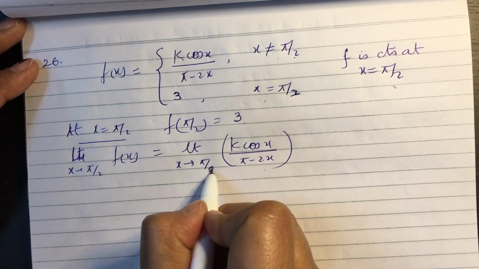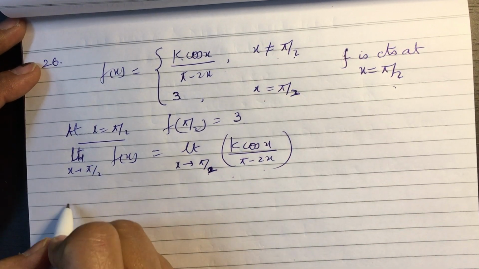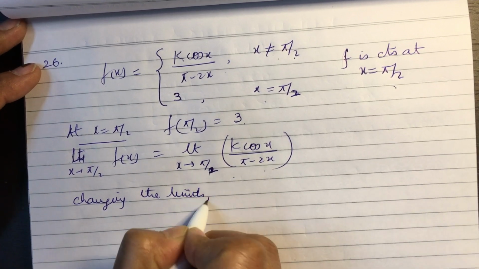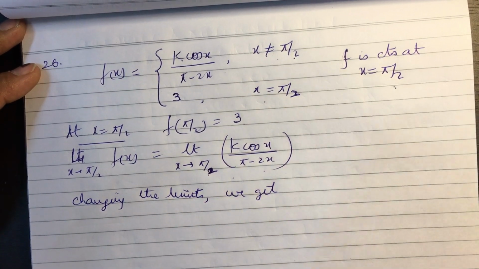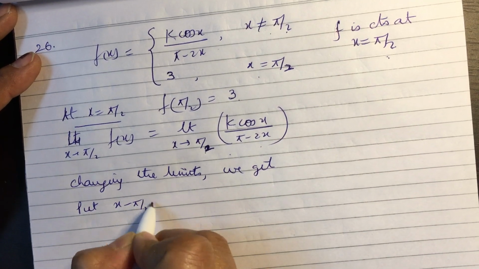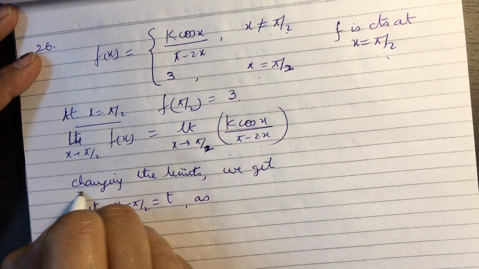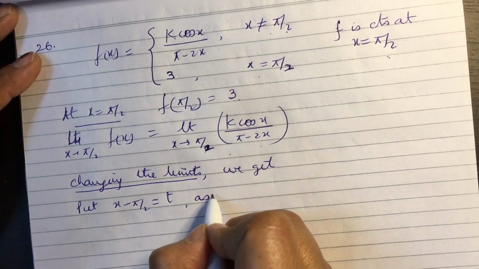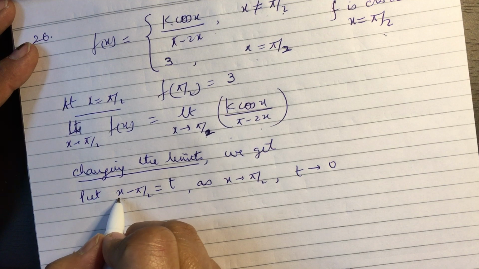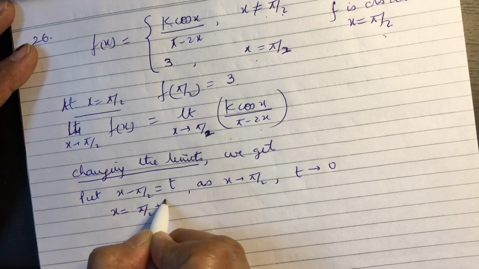Now clearly it is a question which comes in the category of change of limits. So changing the limits, we get, now put x minus pi by 2 as t. So as x tends to pi by 2, t tends to 0. Now when you put x minus pi by 2 as t, so x will become pi by 2 plus t.